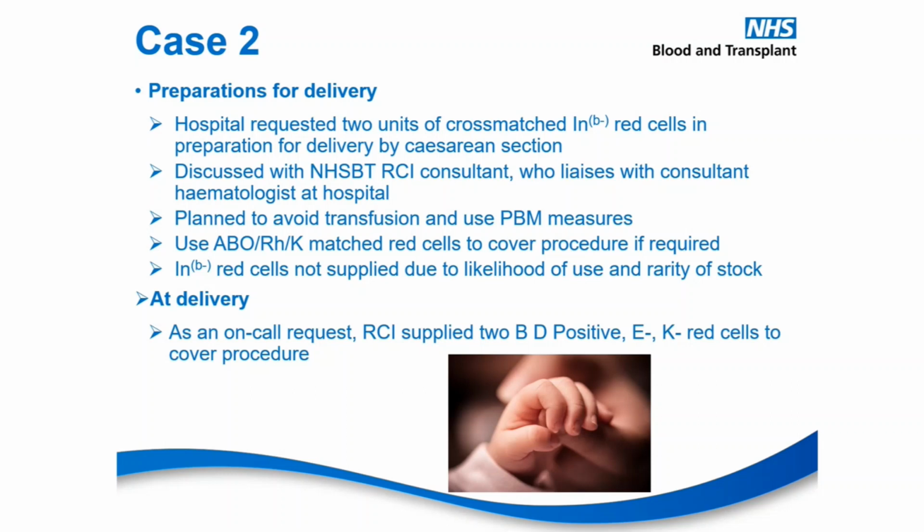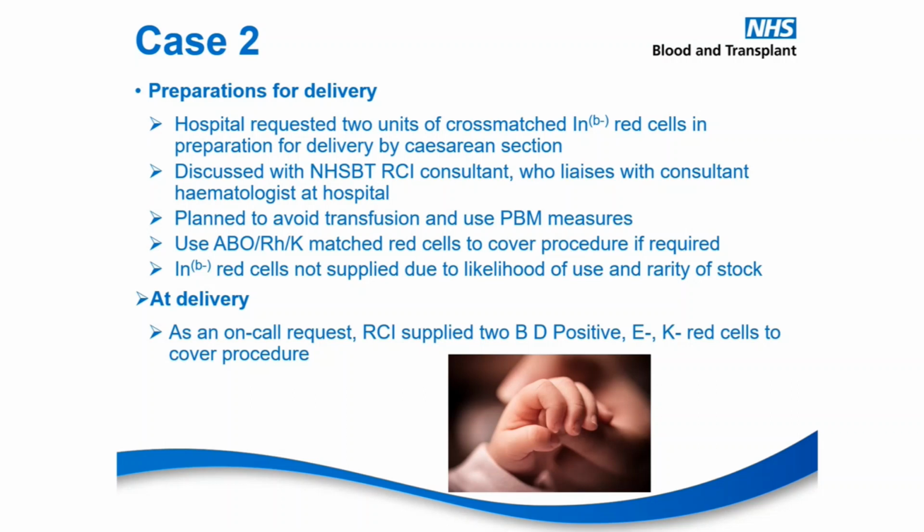What have we got next? The preparations for delivery for the patient. The hospital requested 2 units of cross-matched IMV negative red cells in preparation for delivery by C-section. This was discussed with the on-duty NHSBT consultant, who then liaises with the consultant haematologist at the referring hospital. The plan was to avoid transfusion, with it being an elective C-section, and to use PBM measures to avoid the need to thaw out the IMV negative units. The plan was to use ABO, RH and K-matched red cells to cover the procedure if required.